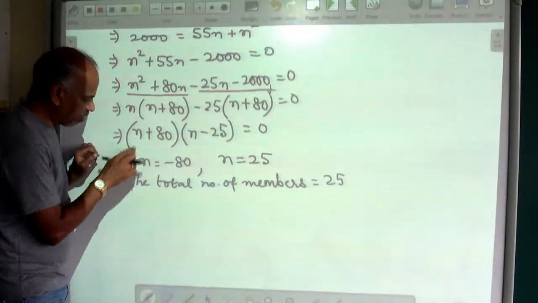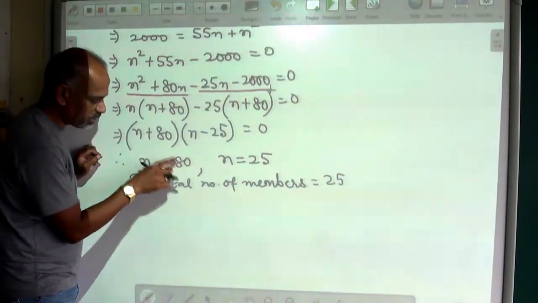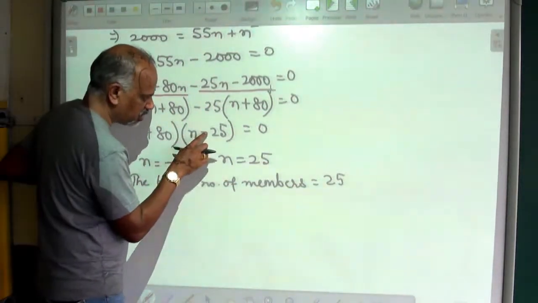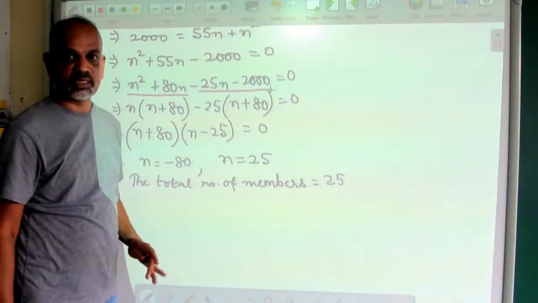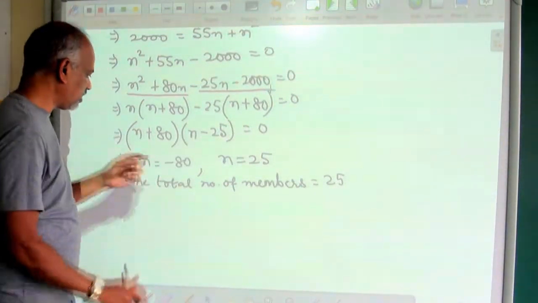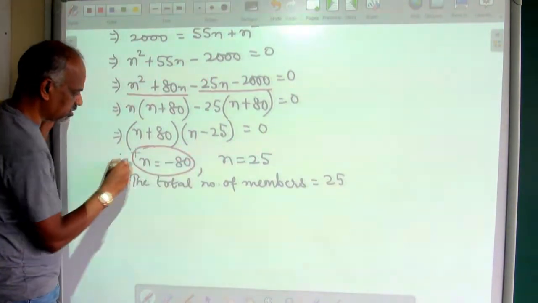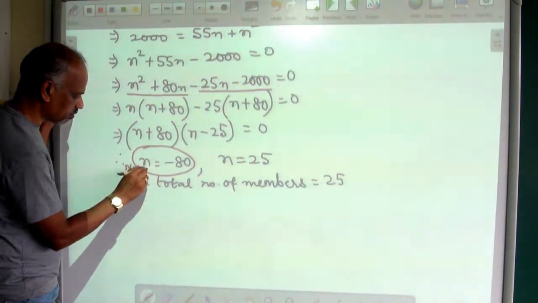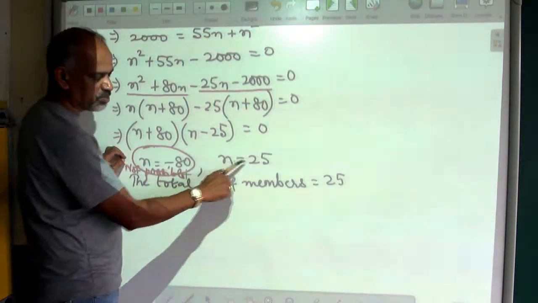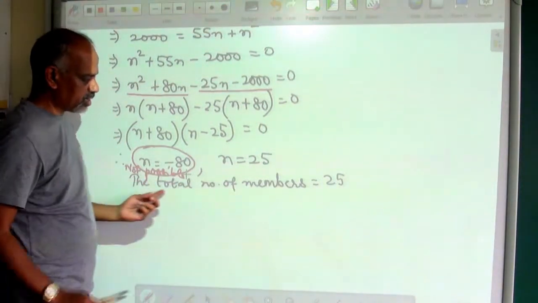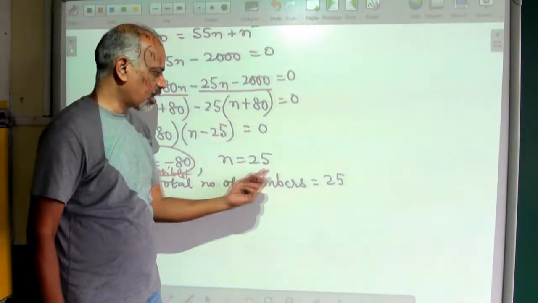From here, n value is negative 80, and from here, n value is positive 25. n is the number of members in this club, which cannot be negative 80, so this is not possible. So n has to be 25, therefore the total number of members in this club are 25.